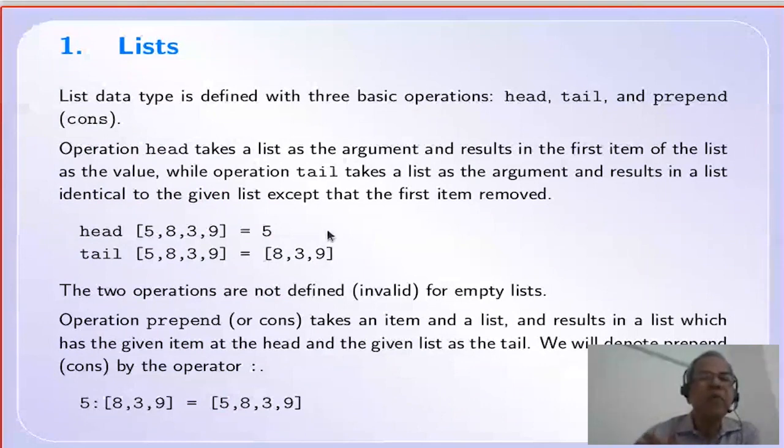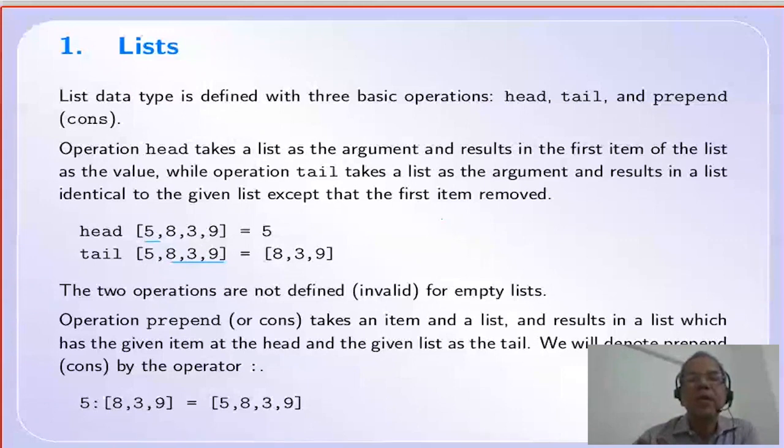This is a recap of what we saw yesterday. Given a list, say 5, 8, 3, 9, head is the first element of the list. So head of 5, 8, 3, 9 is 5. If you remove the head element from the list, the resulting list is called tail. So tail of 5, 8, 3, 9 is 8, 3, 9. So this is the tail and this is the head.